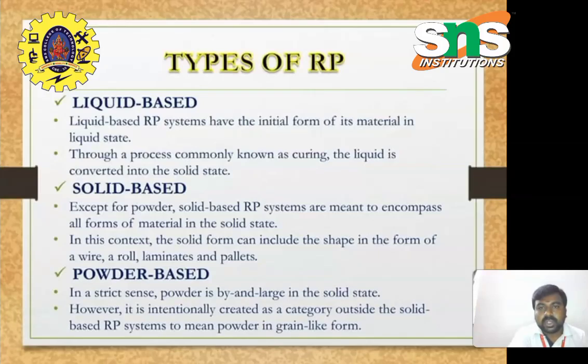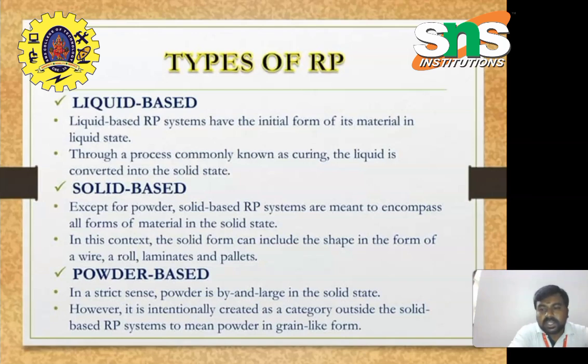Types of rapid prototyping. There are three types of rapid prototyping techniques based on the techniques: liquid based method, solid based method, powder based method. The liquid based rapid prototyping systems have the initial form of its materials in the liquid state. Through a process commonly known as curing, the liquid is converted into the solid state.